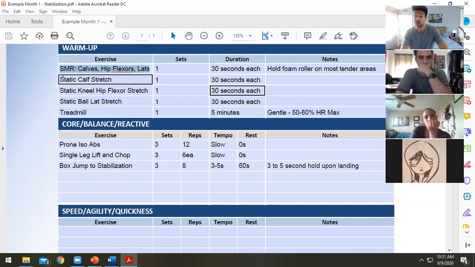So we're going to take advantage of the fact that those muscles are asleep. We're going to do a static calf stretch. We're going to do a kneeling hip flexor stretch, and we're going to do a ball lat stretch.